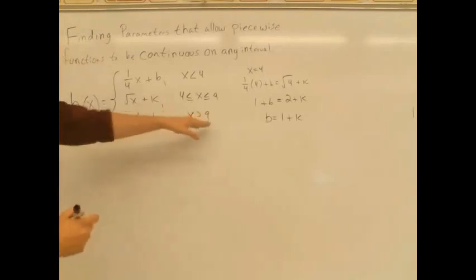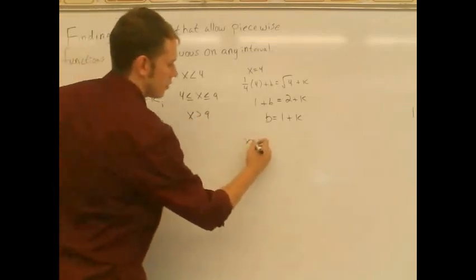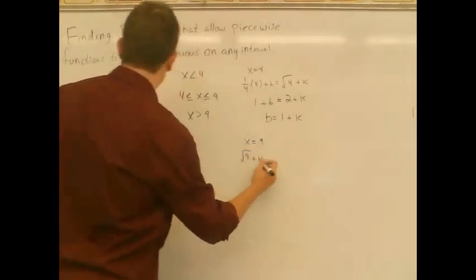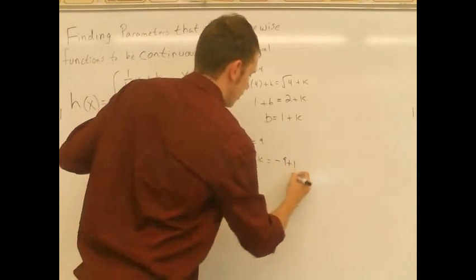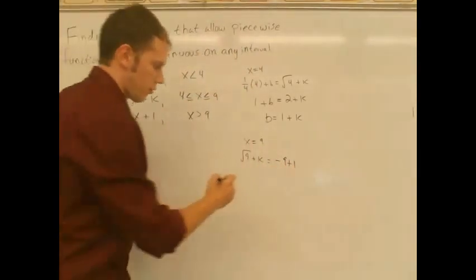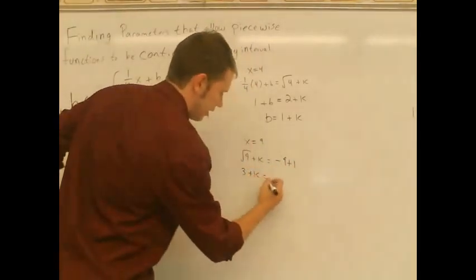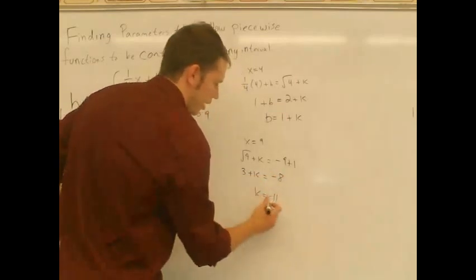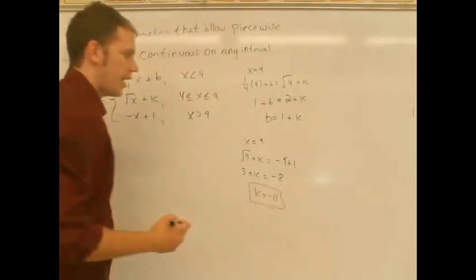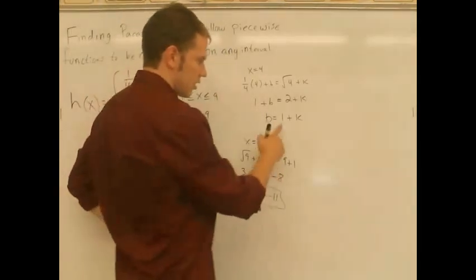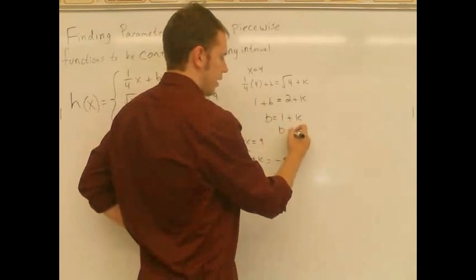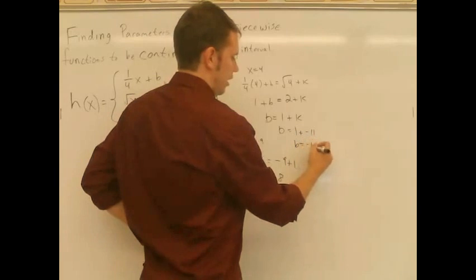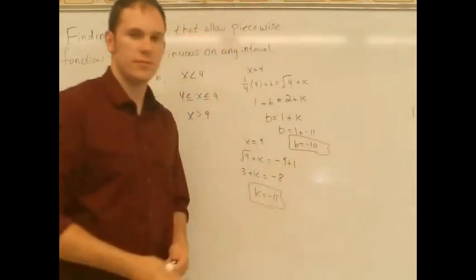So here, we're going to plug in 9 to both equations. So radical 9 plus k equals -9 plus 1. And then making this 3 plus k equals -8. And then forcing k to be -11 by subtracting the 3. Then I can use this k back in my other equation, and that forces b to be -10. There it is.